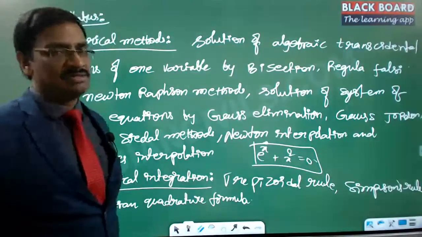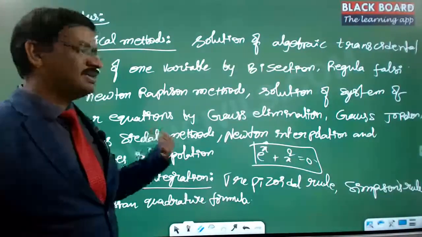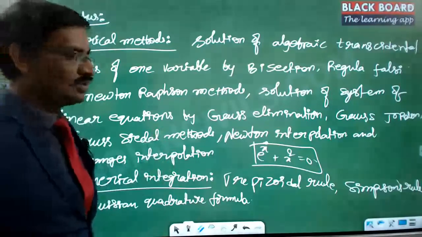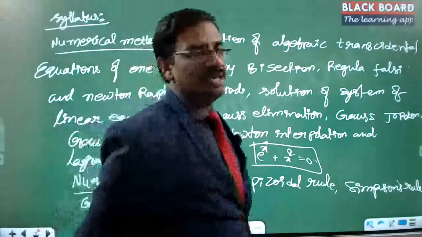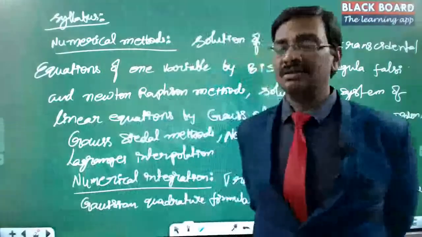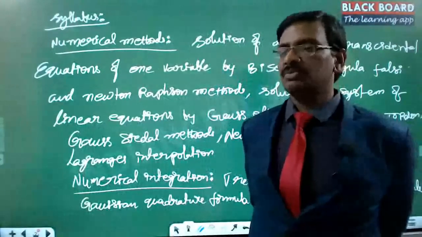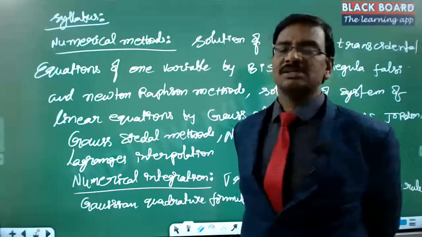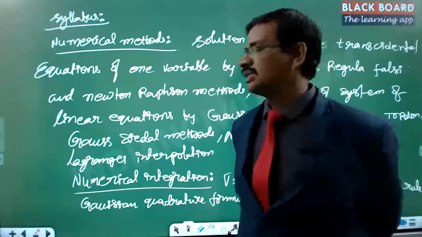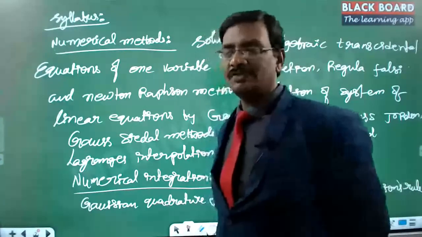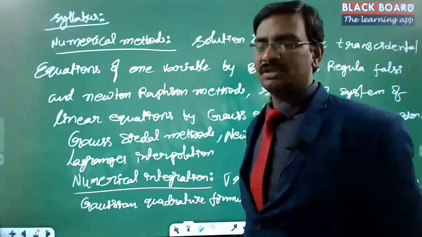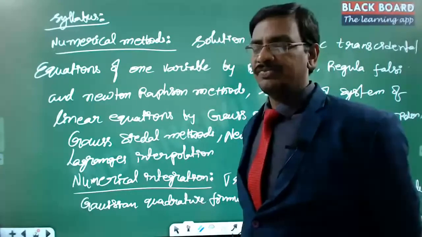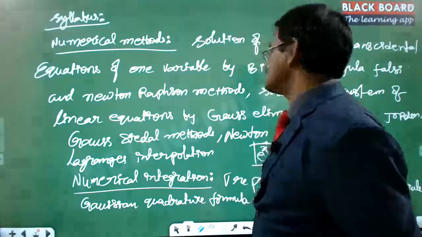Gauss-Jordan is a direct matrix method, and the Gauss-Seidel method is an iterative method. Whenever we talk about solutions with numerical methods, there are iterative methods and there are direct methods as well. Most, 99% of the cases, are iterative methods. Even here, the bisection method, regula falsi method, and Newton-Raphson method are all iterative methods. And the Gauss-Jordan method is a direct method.